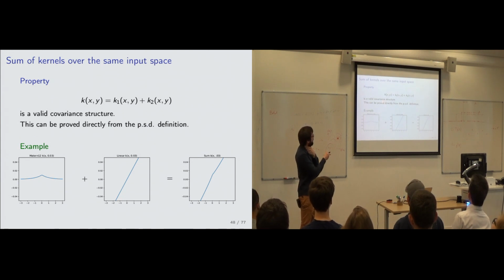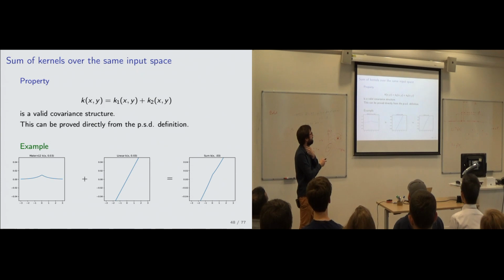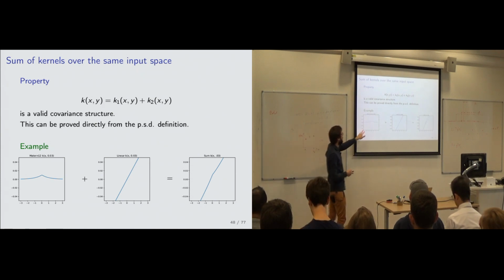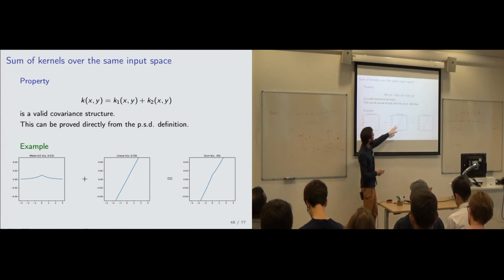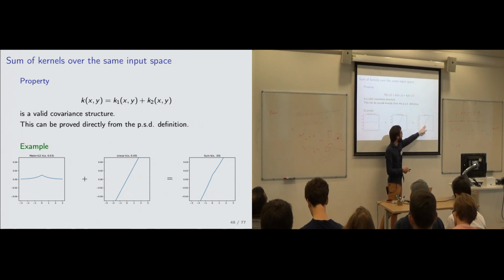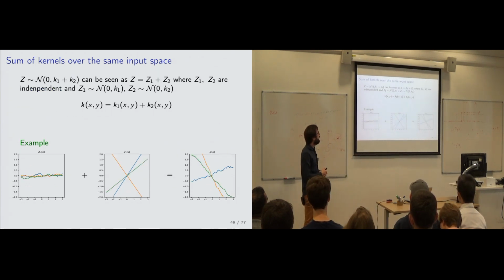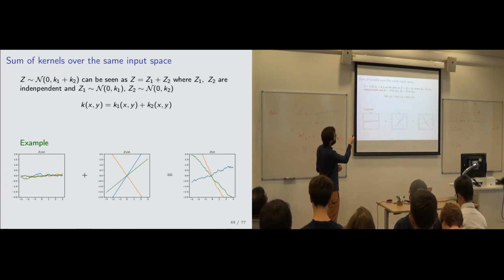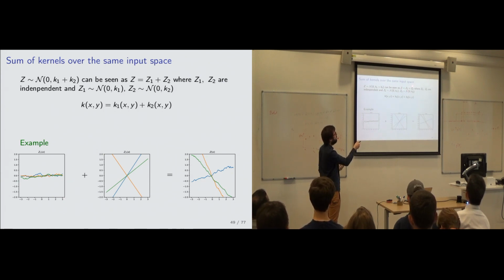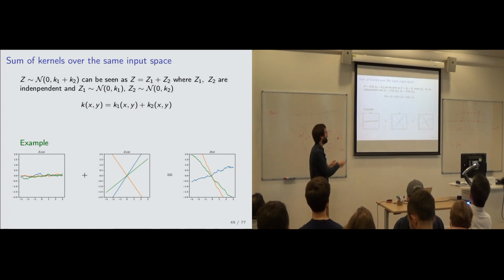That's just what I was saying. If you sum two kernels, you still end up with something that is a valid covariance structure. So here's an example: a Matern 1/2 kernel plus a linear kernel. I end up with something here that I know I can use as a covariance. And from the GP point of view, this sum of covariances should be interpreted as the GP where the sample paths are the sum of the sample paths of these two covariances.